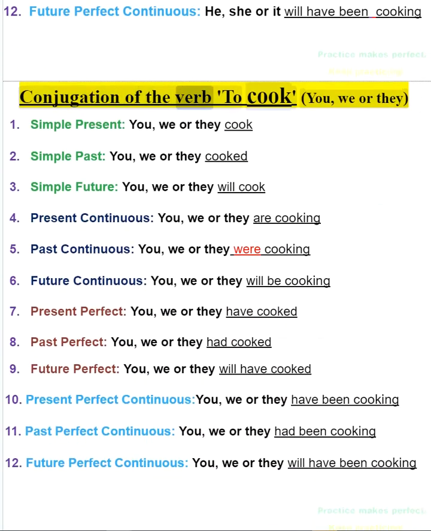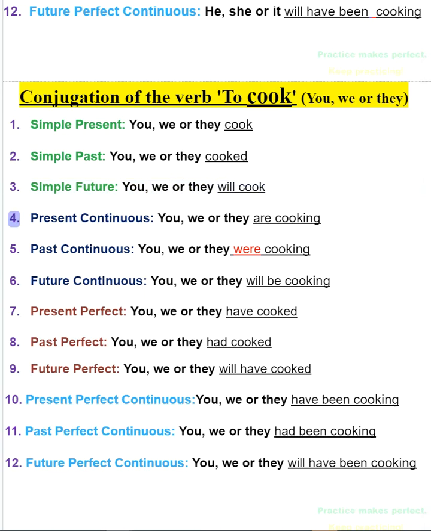Conjugation of the verb to cook, you, we or they. 1. Simple present, you, we or they cook. 2. Simple past, you, we or they cooked. 3. Simple future, you, we or they will cook.